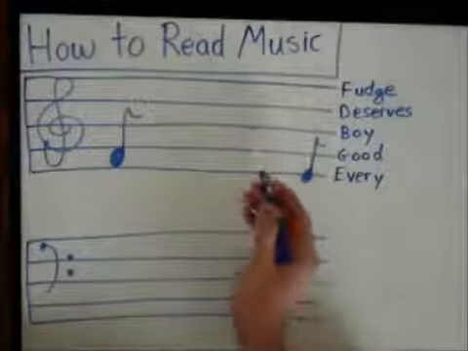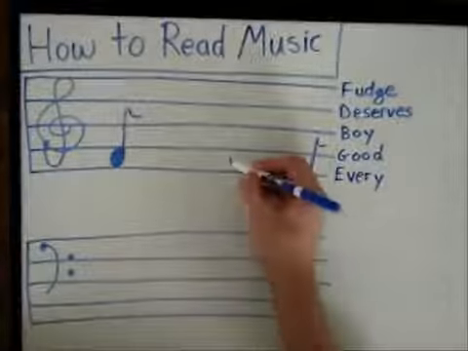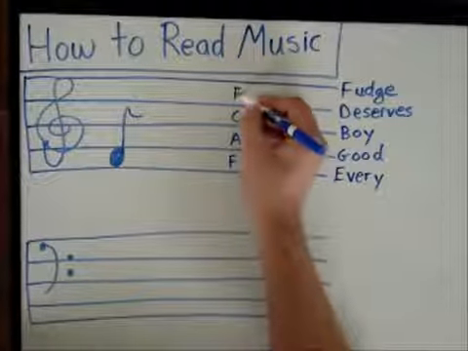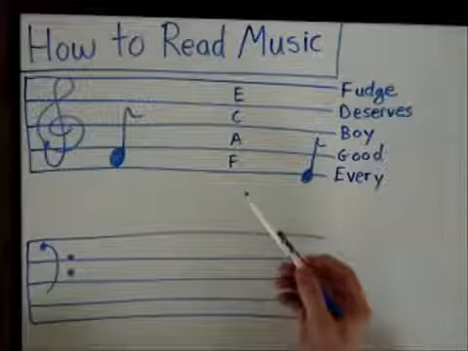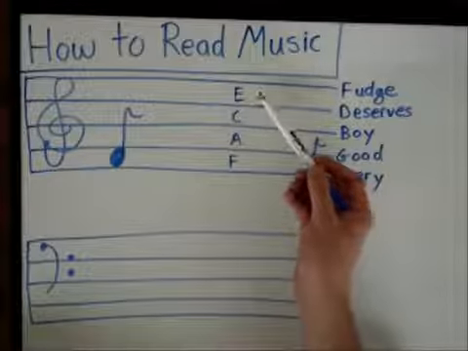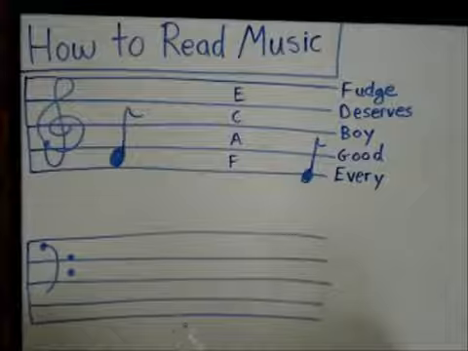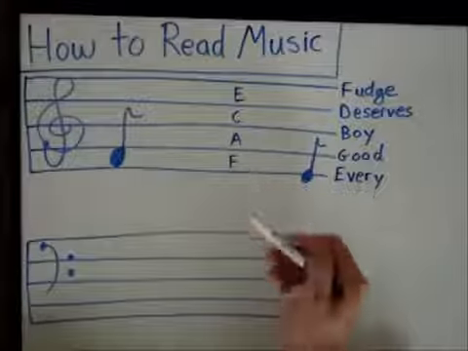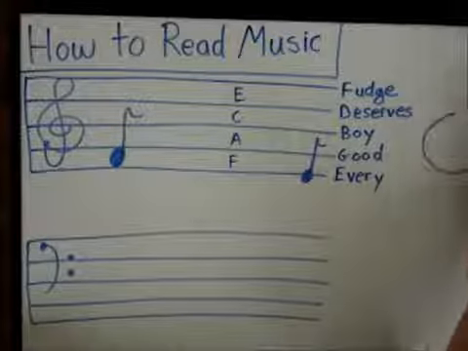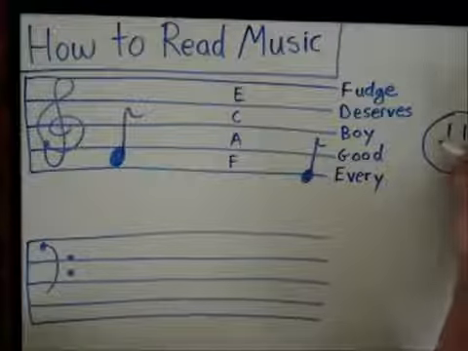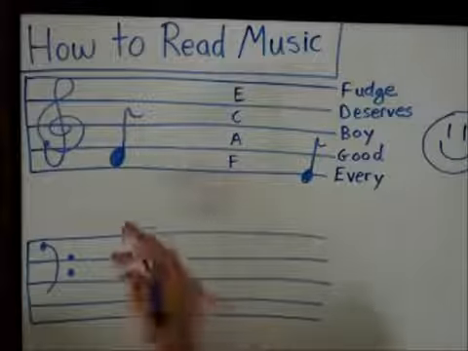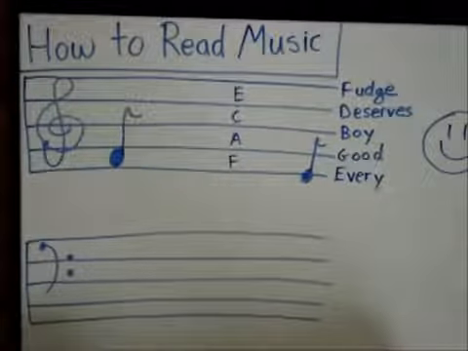What do the spaces represent on the treble clef? The first space represents F, and then the second A, third C, and fourth E. That's a pretty easy thing to remember. All you have to remember is that it spells face. So if you see a note here in the space, that means you're going to play an F.